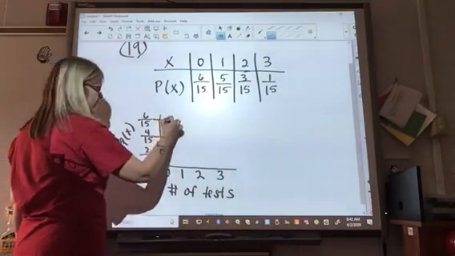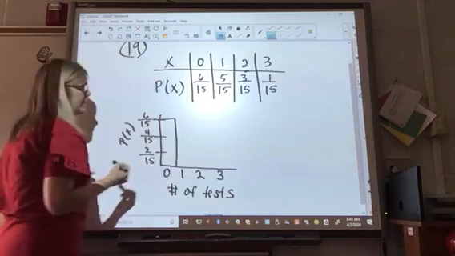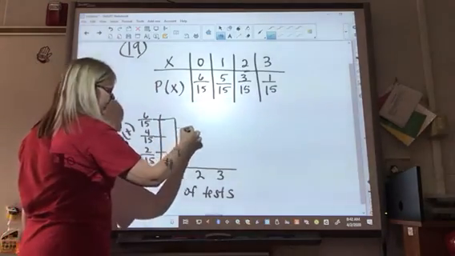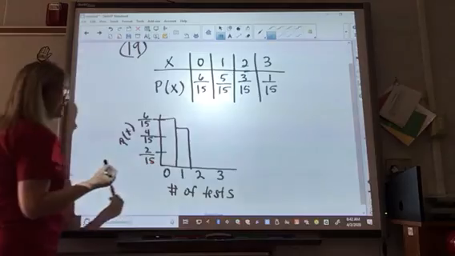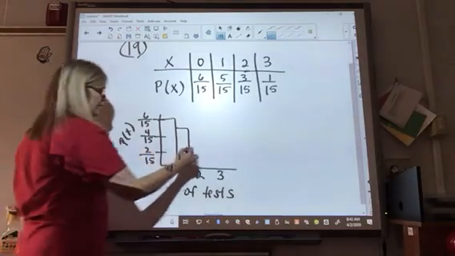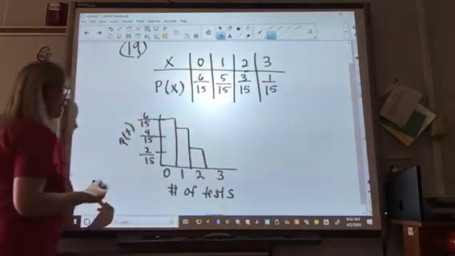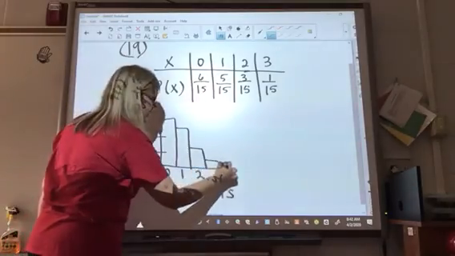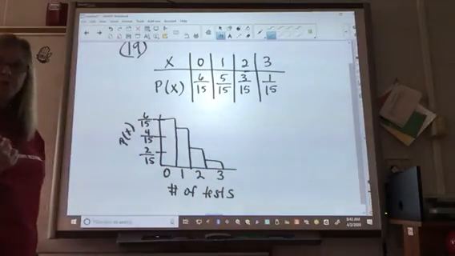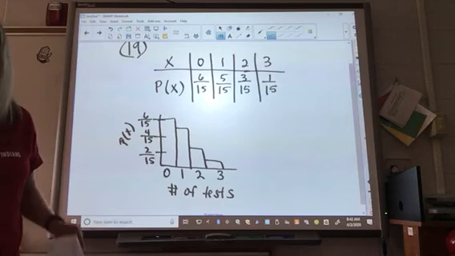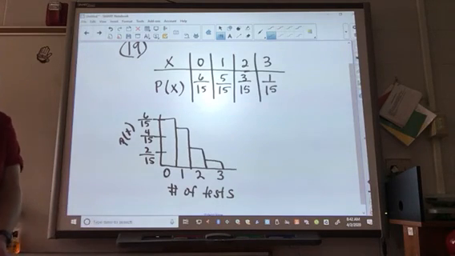So 0 is 6/15, I'll draw a bar up to that. 1 is 5/15, so kind of estimate where that is. 2 is 3/15, and 3 is 1/15. So that's just what a probability distribution looks like. And that's pretty much this whole section.